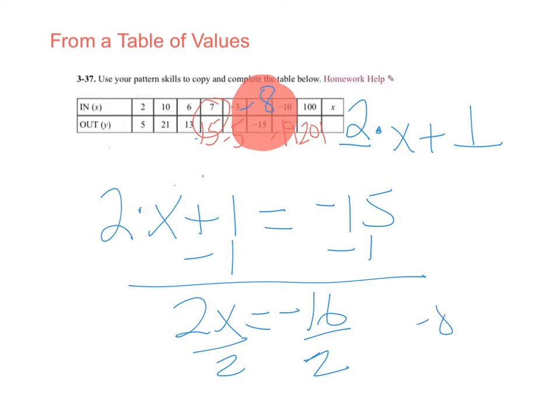So, does negative 8 times 2 plus 1 equal negative 15? Yes, it does. Negative 8 times 2 is negative 16, plus 1 is negative 15. So that is how you can use a table. Now I'm going to show you a little bit of a shortcut for this one. If you're having trouble finding the rule, there is a way that you can do a backdoor approach. And we're going to look at that next.